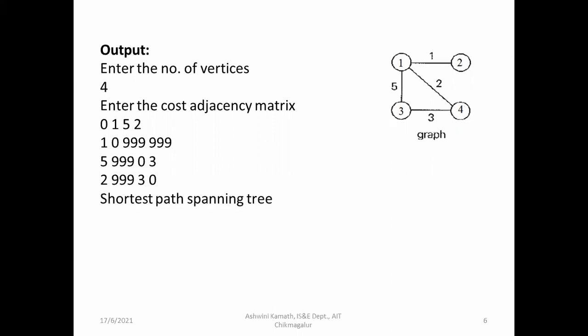Then the shortest path spanning tree, we have discussed this in the last class. So 1 to 2 will be considered, whose cost is 1, and 1 to 4 will be considered, whose cost is 2, and 4 to 3 will be considered, whose cost is 3. So 1 plus 2 plus 3 is equal to 6. Minimum cost is equal to 6.